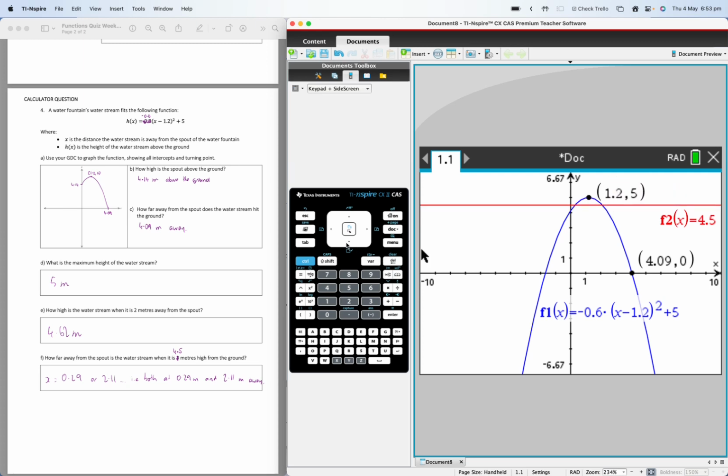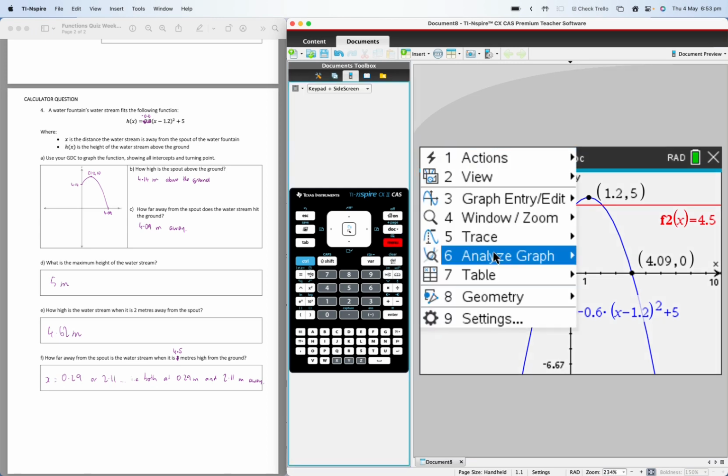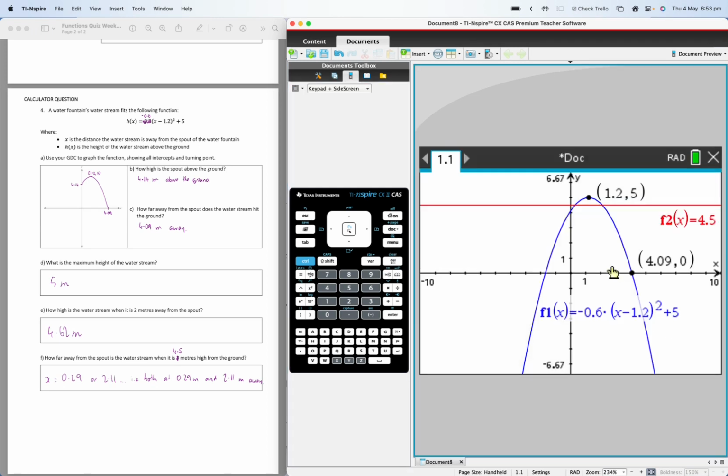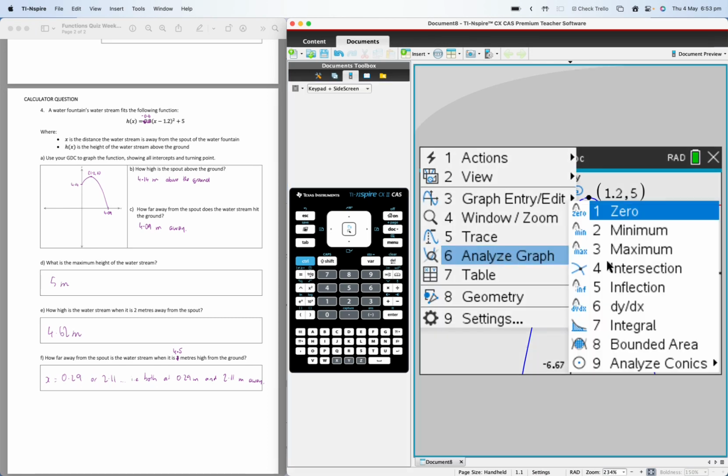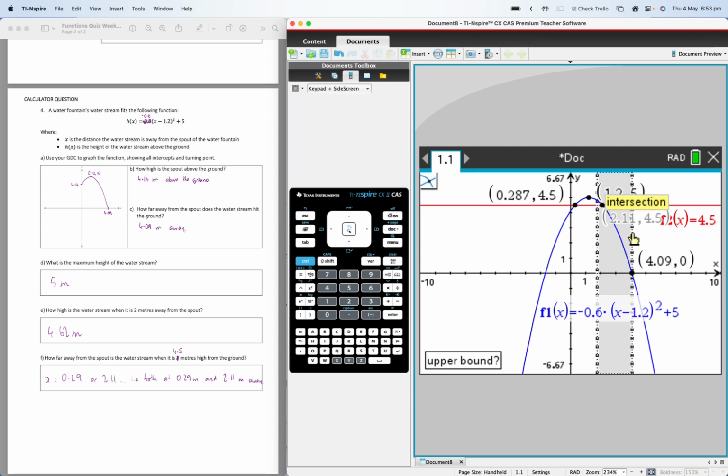So once you've got that second line in, we're going to go to Menu, then Analyze Graph, and Intersection this time. We're going to go to the left of the intersection and to the right of the intersection, and there's one of our answers, which I'll shove up here, 0.287, which is roughly 0.29. Then I'm going to repeat the action on the other side, moving this out of the way so I can read it. There you go, that's good enough. 2.11, 4.5. So my two answers are 0.29 and 2.11 to 2 decimal places. And that's basically how you do the calculator question.